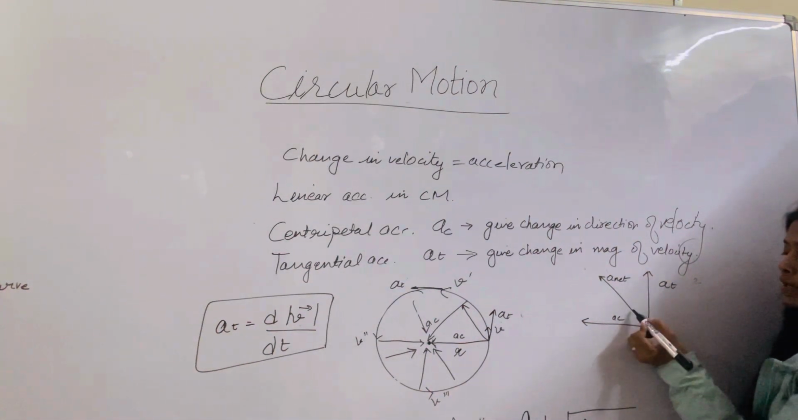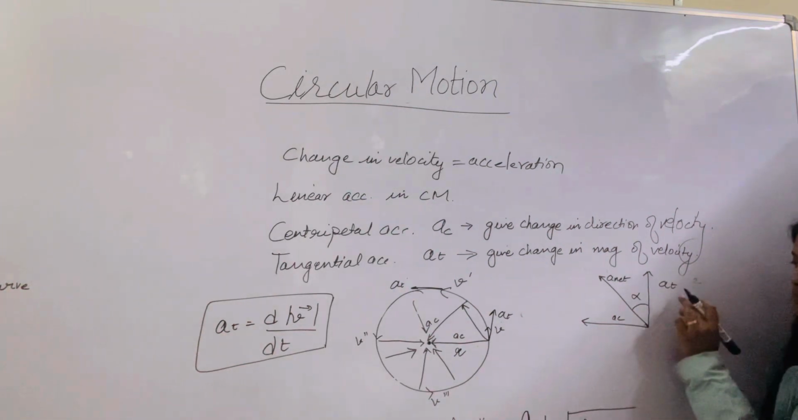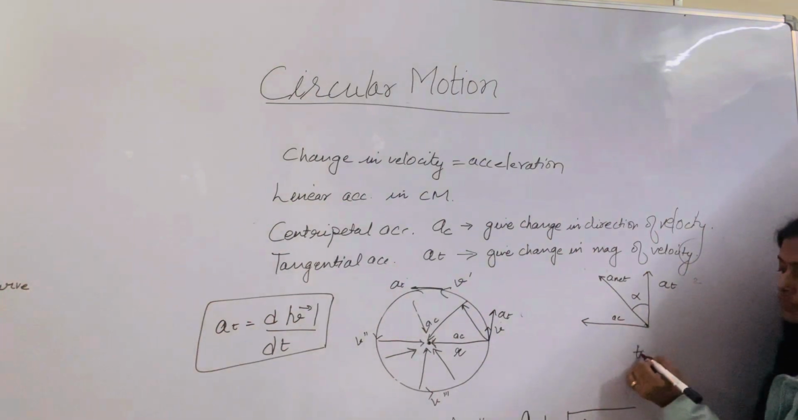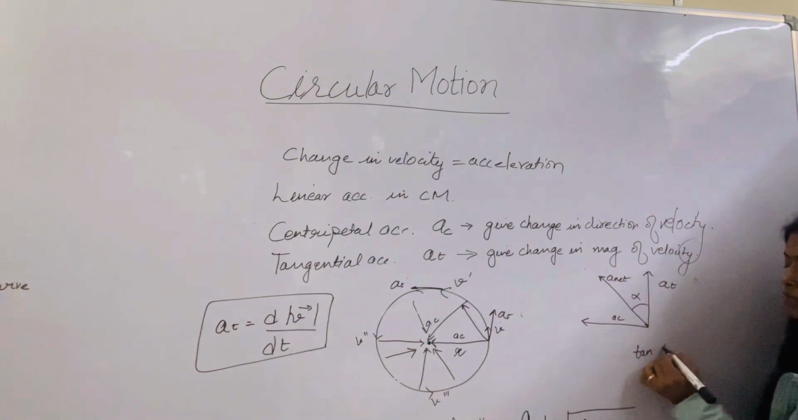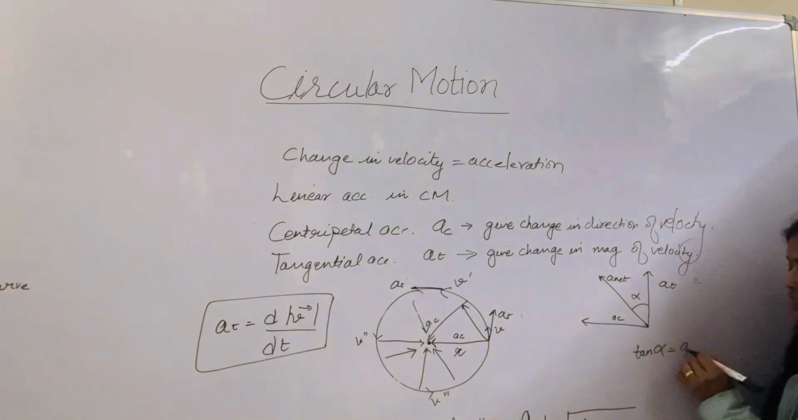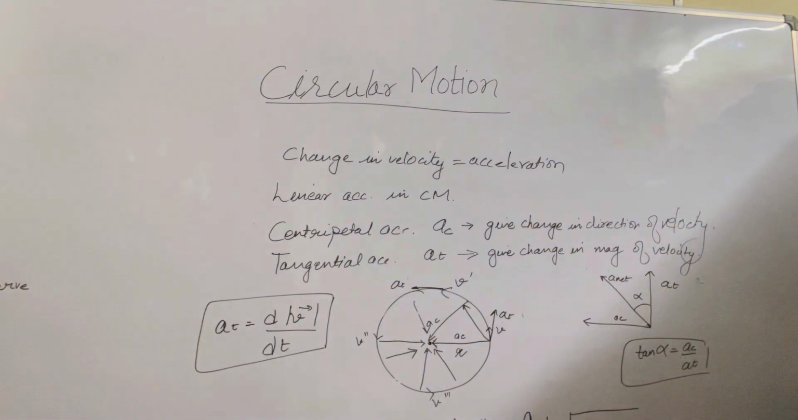Suppose the net acceleration makes an angle alpha with the tangential acceleration. In that case we can find the angle of net acceleration: tan alpha is equal to a_c by a_t. So this is the way to find the net acceleration.